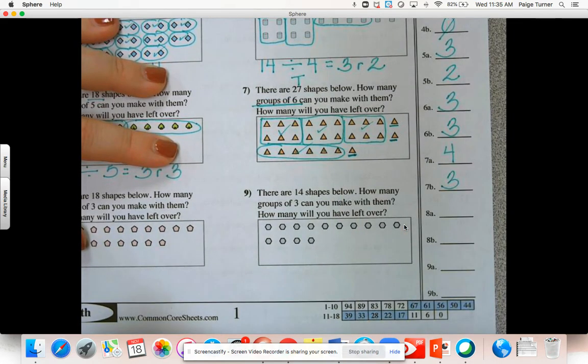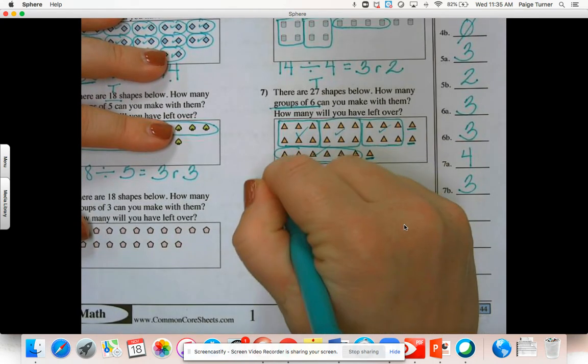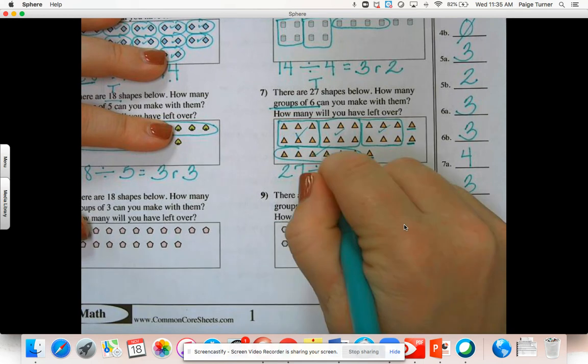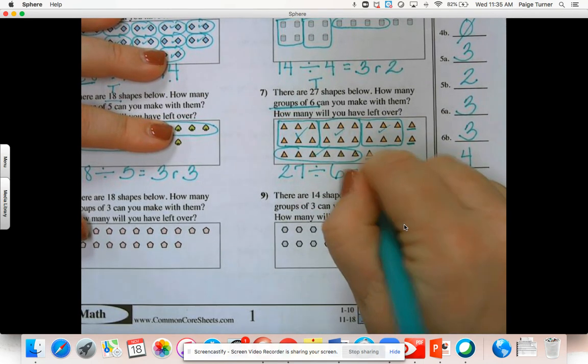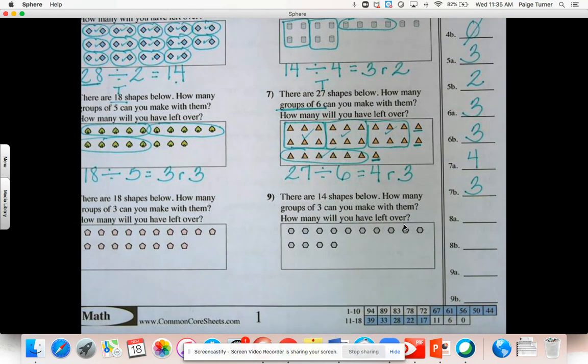So 7B is 3. And then if we write this as a division problem, that would be our total, which was 27 shapes divided by groups of 6, and that equals 4 groups with a remainder of 3 shapes left over. So 27 divided by 6 equals 4, remainder 3.